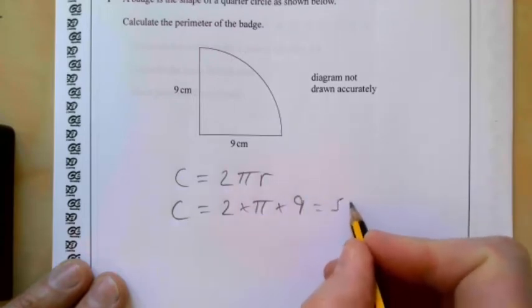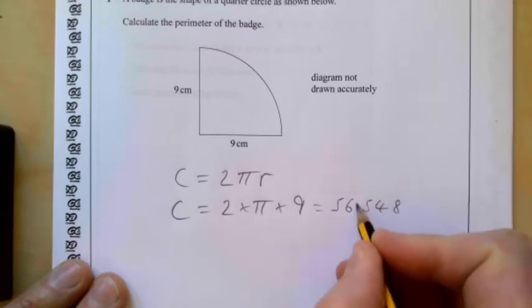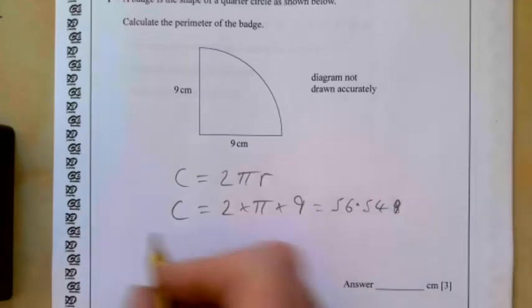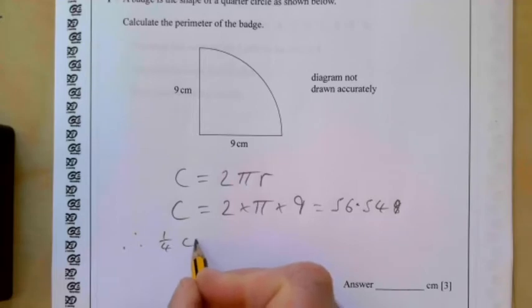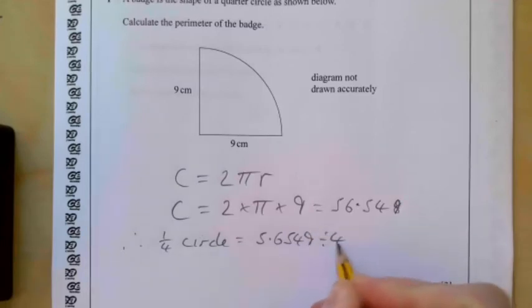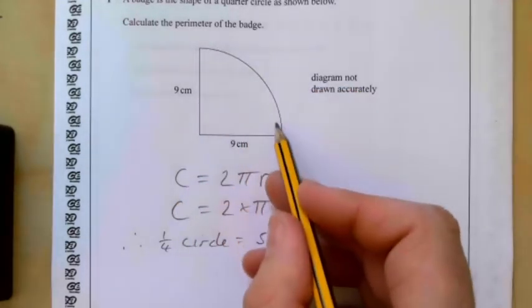And that gives us 56.548, or 549 possibly. We want to divide that by 4, so therefore a quarter of the circle is going to be 56.549 divided by 4, and that gives us 14.137. That's the quarter circle bit.